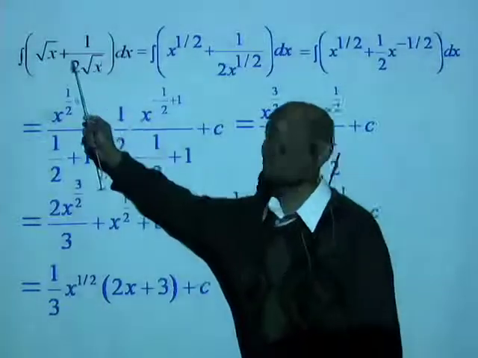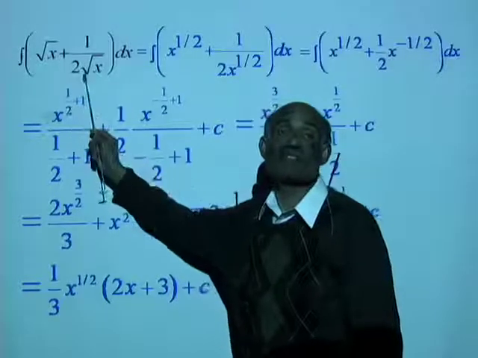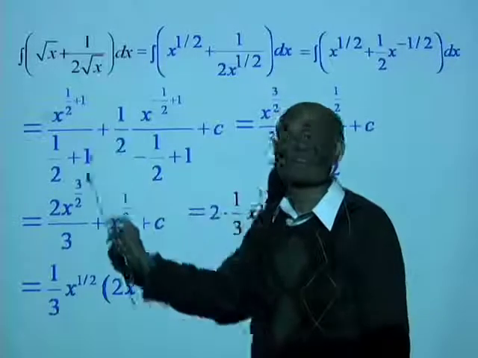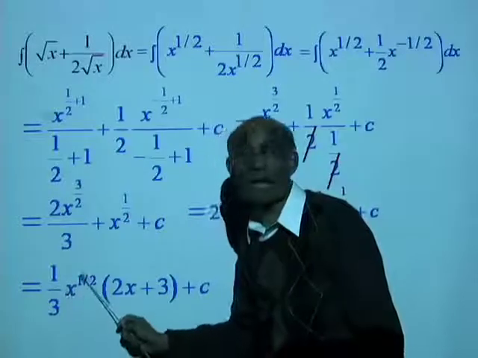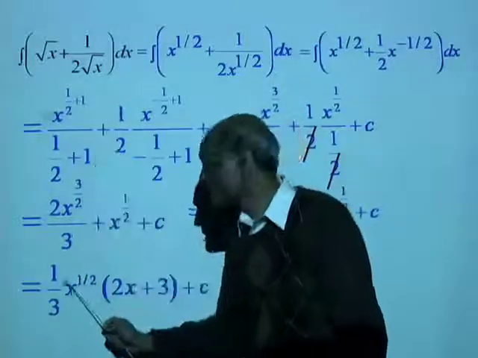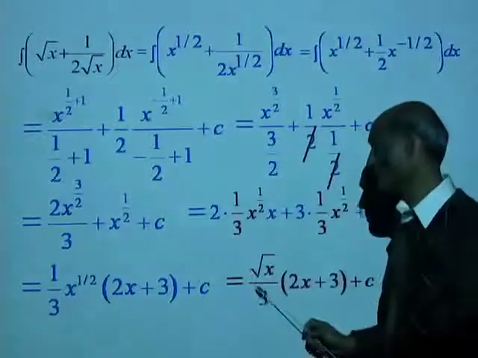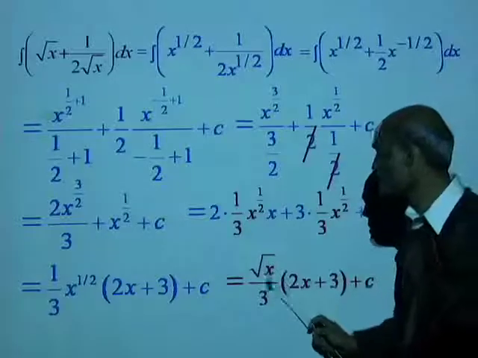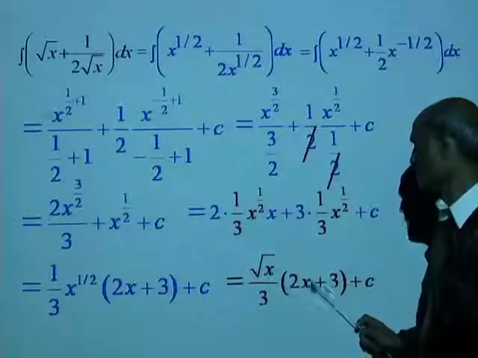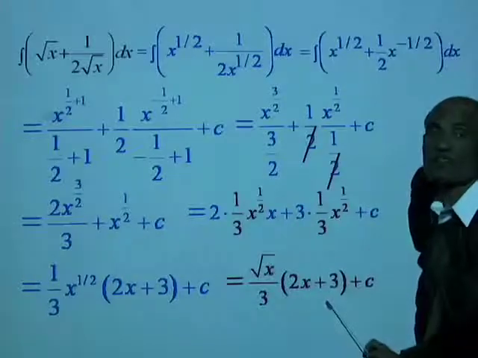If you look at the original expression, you can see square root of x, 1 over 2 square root of x. So this x to the power of 1/2 needs to be put back in that form. So what is x to the power of 1/2? It is square root of x. So the final answer is square root x over 3 times 2x plus 3 plus c. And that is the final result.